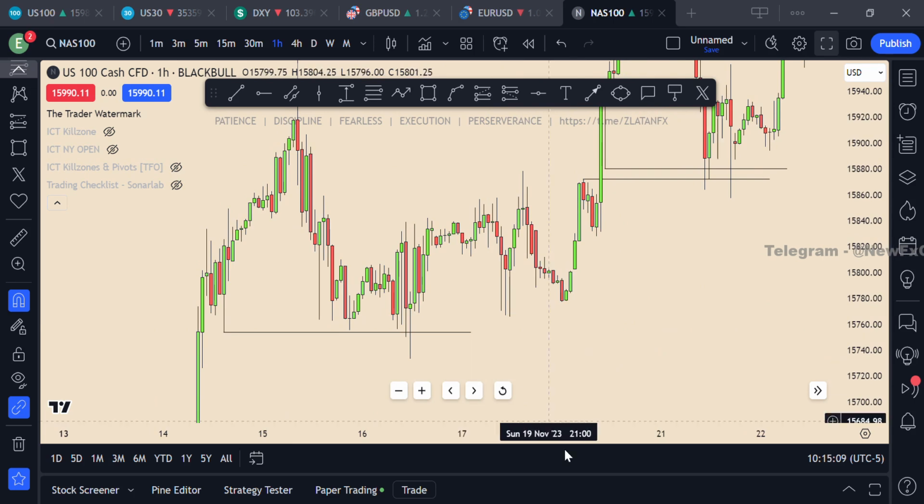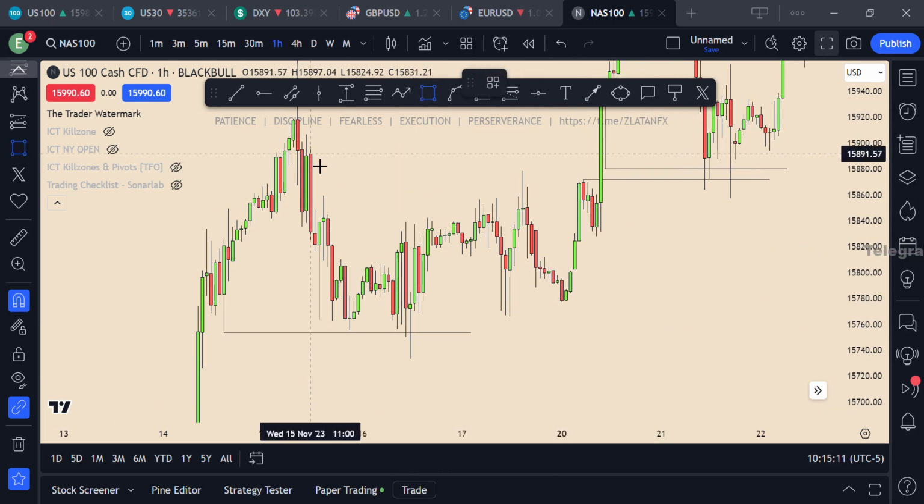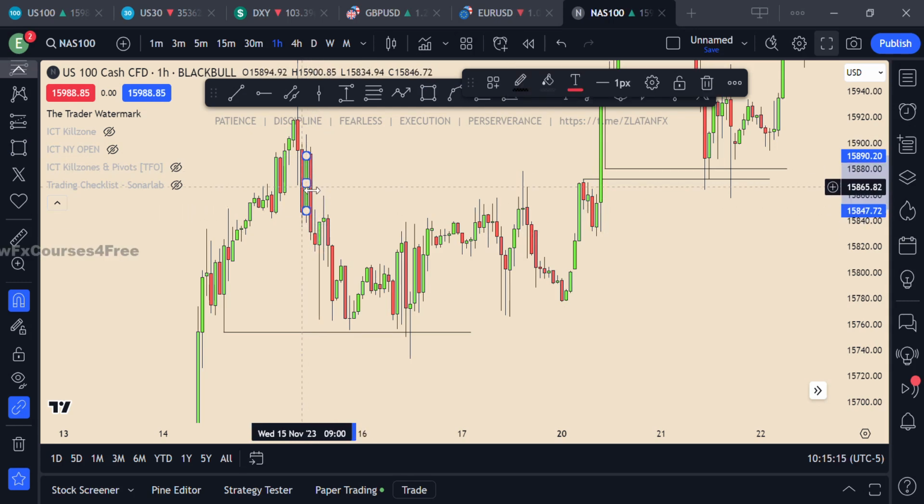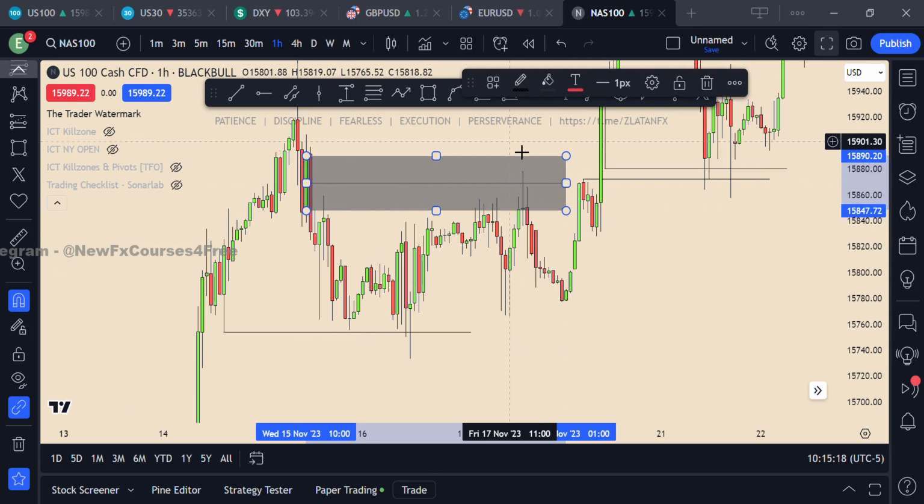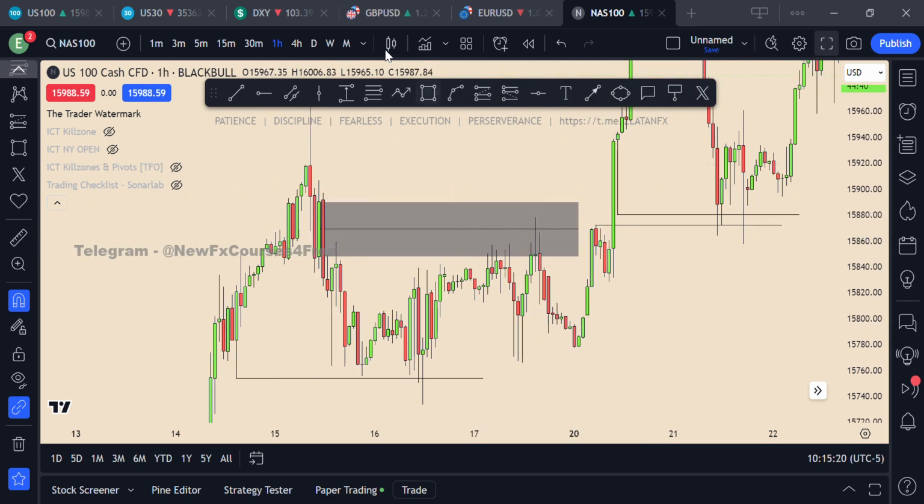So let's look into this guy right here. Let's say I'm using this order block as my PDRA. Let's look at what happened here when you hit the consequent encroachment of that order block, right?